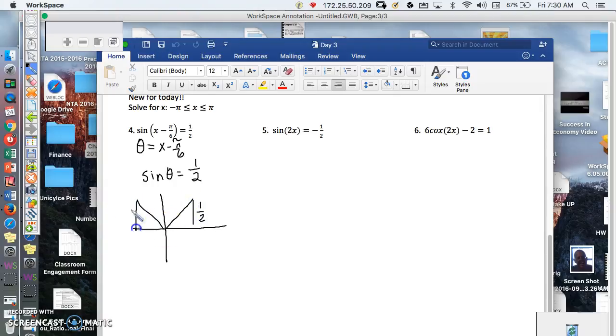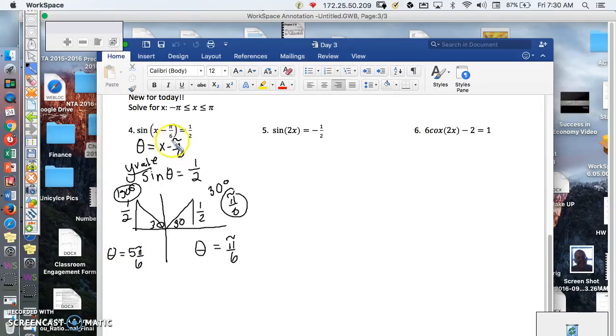So our y value is half, because this is our y value. So we have 30 and 30. So 30 degrees, so we have pi over 6, and 150 degrees. So we have theta equals pi over 6, and theta equals 5 pi over 6.